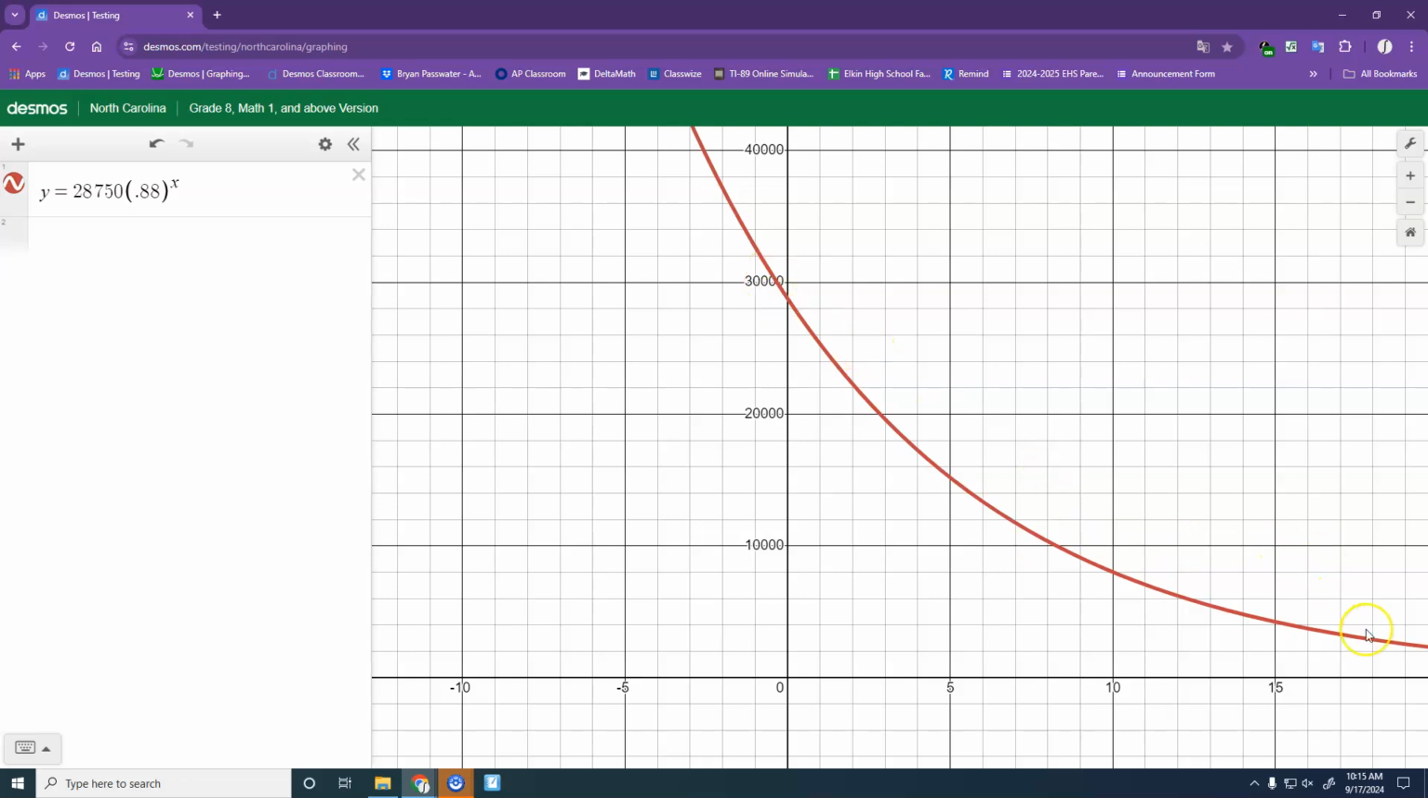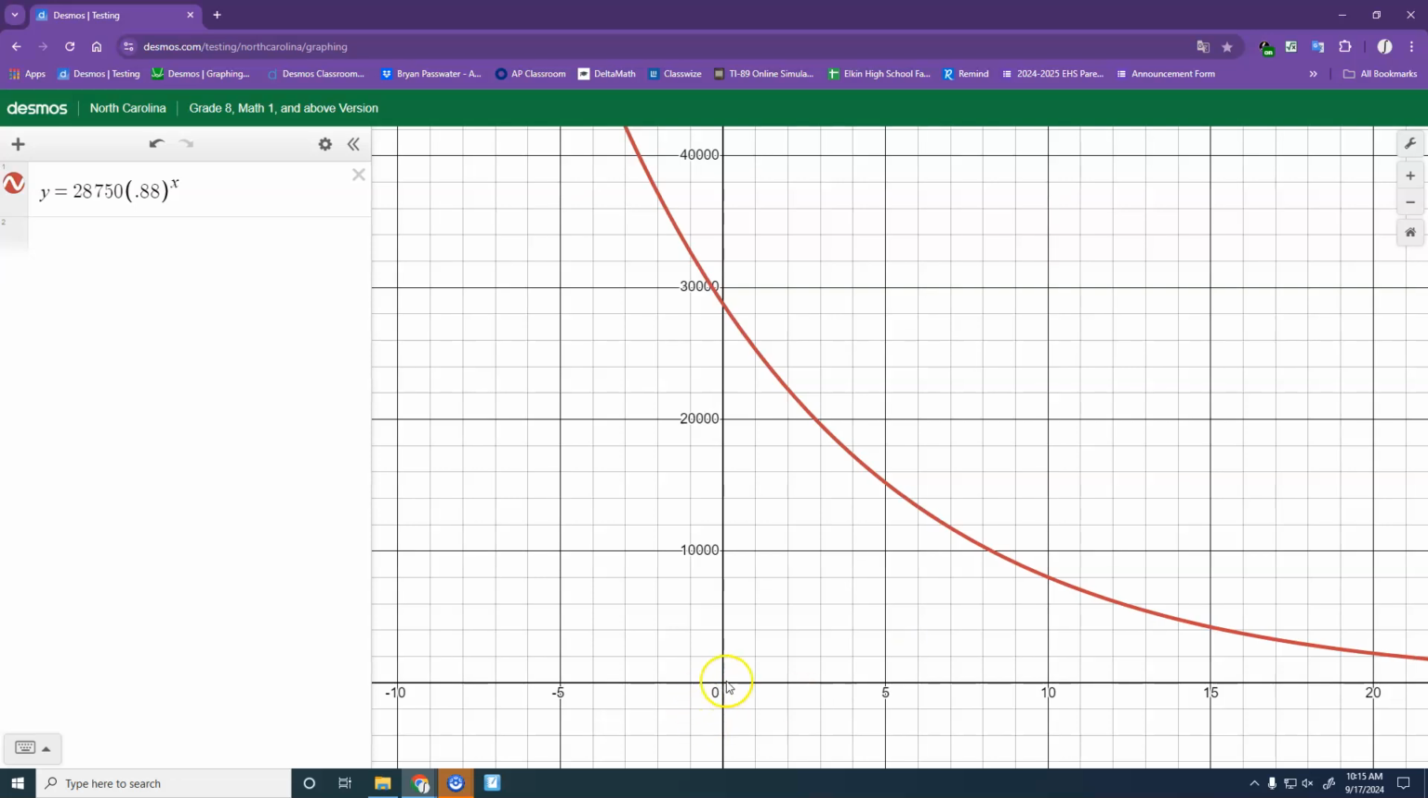This is a helpful graph, because I might have this car for up to 20 years, but I'm not going to have it 500 years from now. So everybody look and see. I'm going to check on my Desmos, see if you got on here. Get a graph. Check your neighbor. If theirs doesn't look good, show them how to do it.